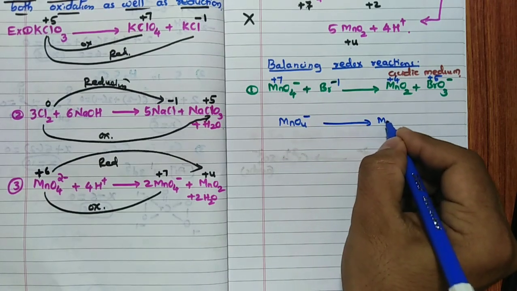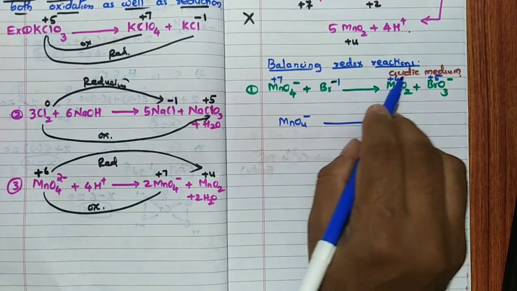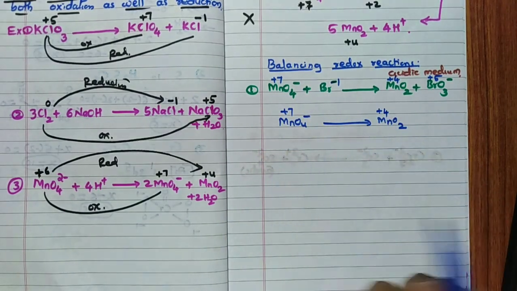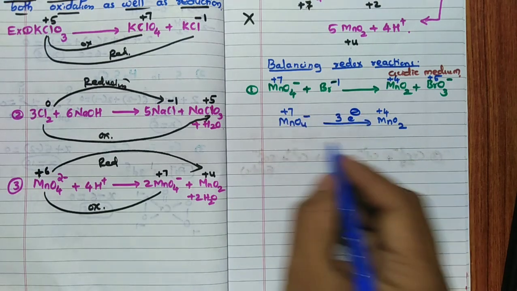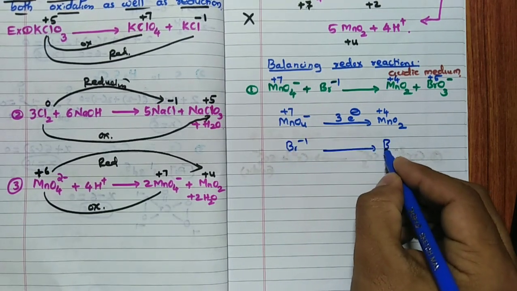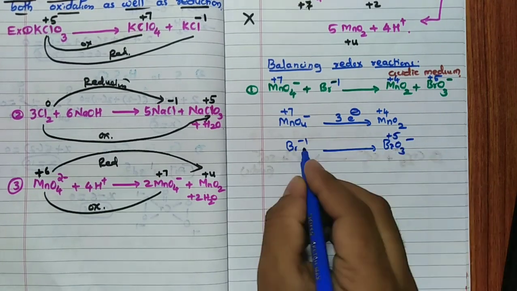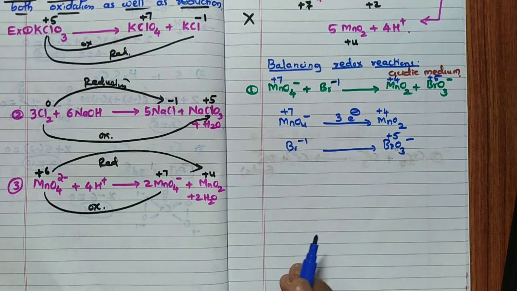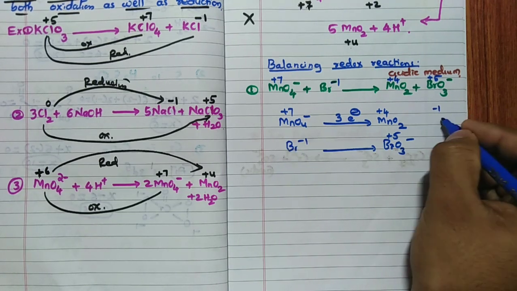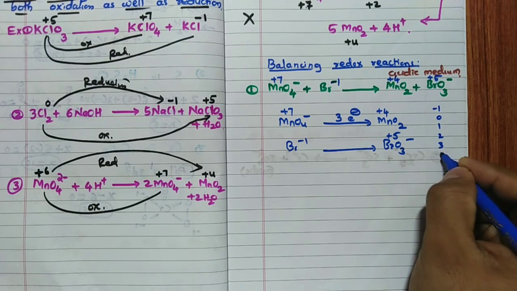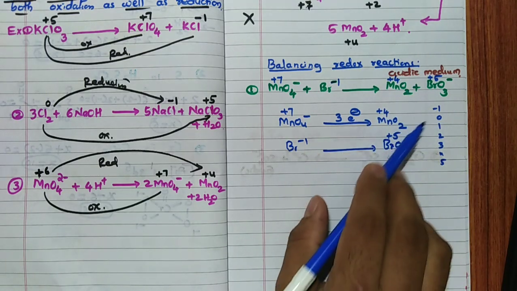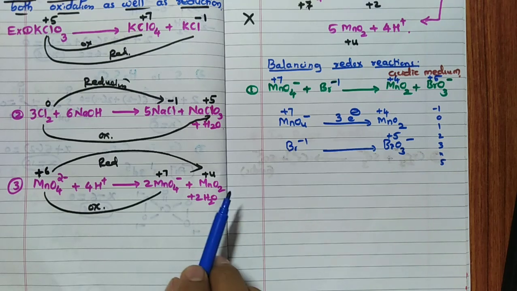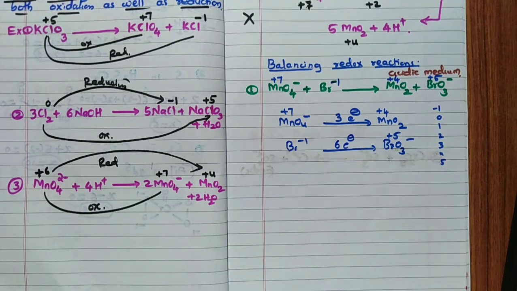MnO4 minus to MnO2: the number of units changed is +7 to +4, which means 3 units change, so 3 electron change. Now Br minus 1 to BrO3 minus, this is +5, this is -1. How many units change? Don't do like 5 minus 1 equals 4. I know this calculation is very simple, but it is wrong here. Here you have to do this: -1, next number is 0, then 1, 2, 3, 4, 5, which means these many electrons changed. So 1, 2, 3, 4, 5, 6 units changed. -1 to +5 means 6 electrons changed.